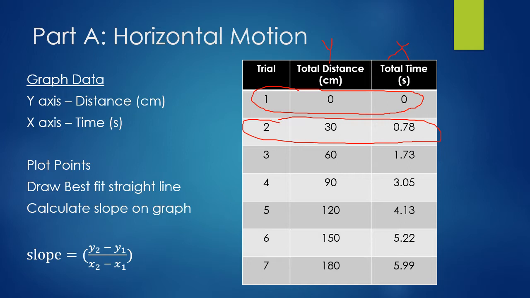Your goal is to go through as many points as possible, yes, but it's more important to have the same amount of points above the line as you have below the line. Essentially what you're doing by drawing a best fit straight line is you're averaging your data. So to get the best average, you need the same above as below.